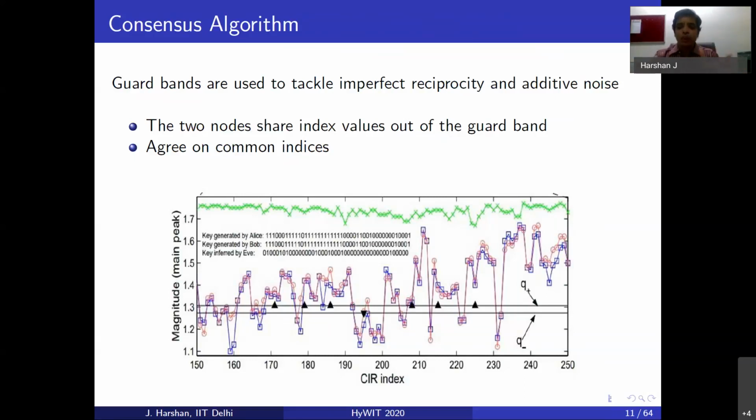Right? So once this process is executed, each user is going to identify their samples which are out of these guard bands, and then they are just going to share these index values. The other user is also going to share his index values. Finally, these two are only going to look at their common indices, and then they are going to get the bit sequence out of it, right? So they are not going to reveal the polarity of the samples on those indices, but they're only going to share the index values, right? So that is how the confidentiality is achieved, right?